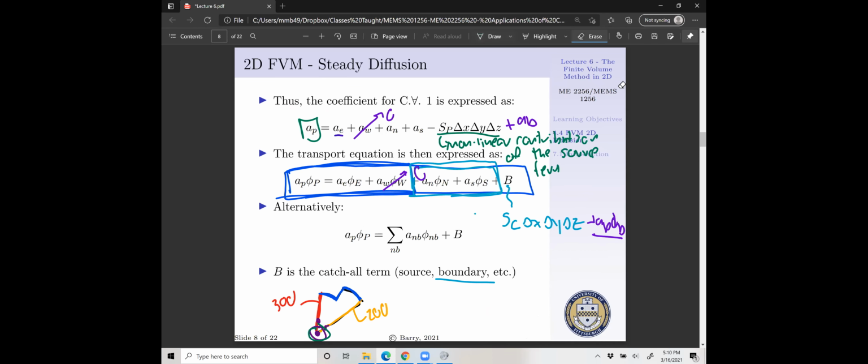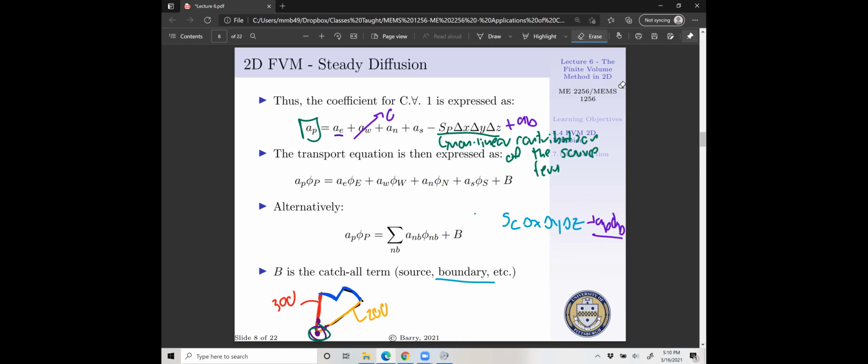This is really nice because we have our coefficient AP leading our conserved quantity phi p, and we know AP is equal to A east plus A west plus AN plus A south minus any nonlinear source term contribution plus any nonlinear boundary condition contribution. And this is equal to all this stuff on the right-hand side. So we could conceivably solve for phi p.